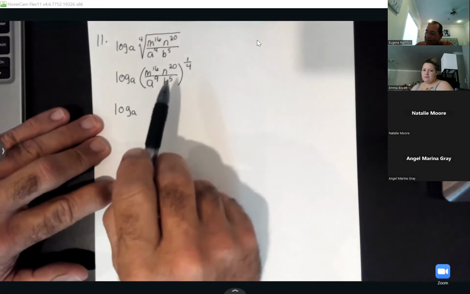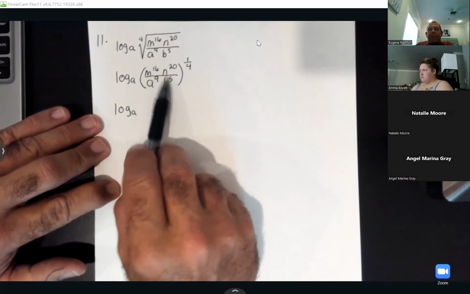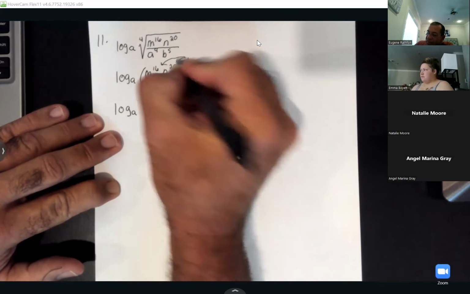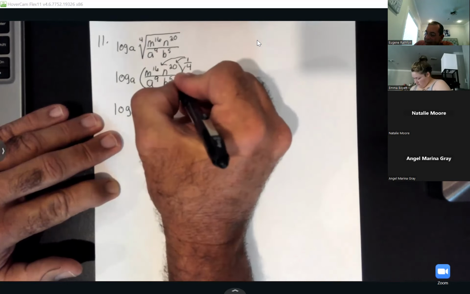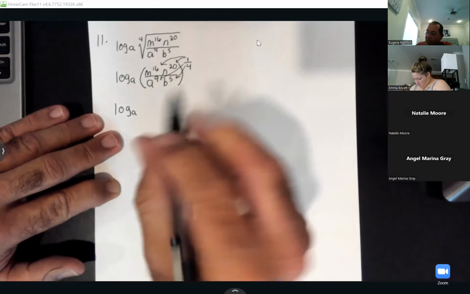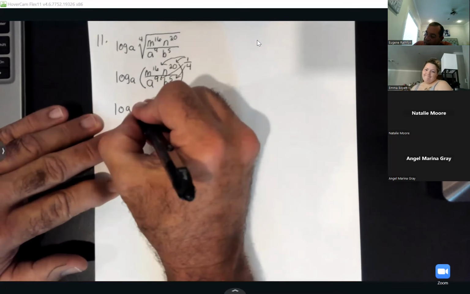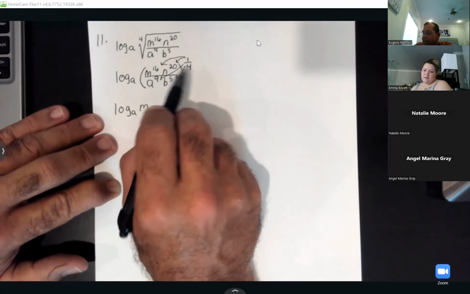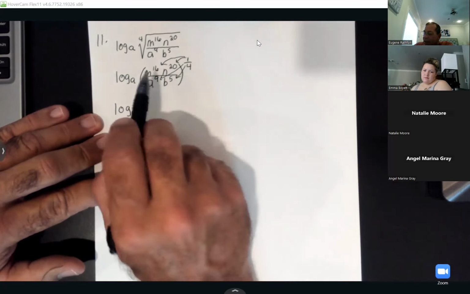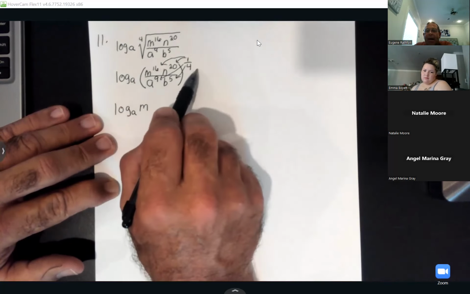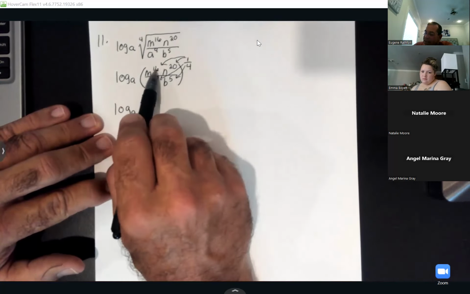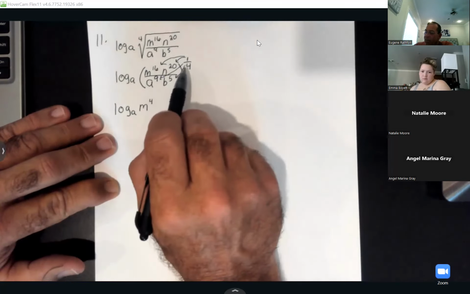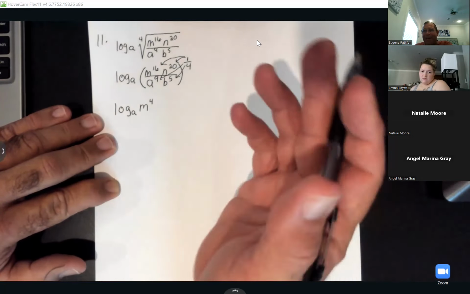We still got to simplify this because I got a bunch of exponents followed by an exponent. So we're going to multiply every exponent on the inside by that 1/4. So let's start with the M on top. 16 times 1/4. Basically, when you multiply a number times a fraction, you're taking the number and dividing by the bottom of the fraction. So 16 divided by 4 would give me a 4. And guess what? 4 is 1/4 of a 16, right?